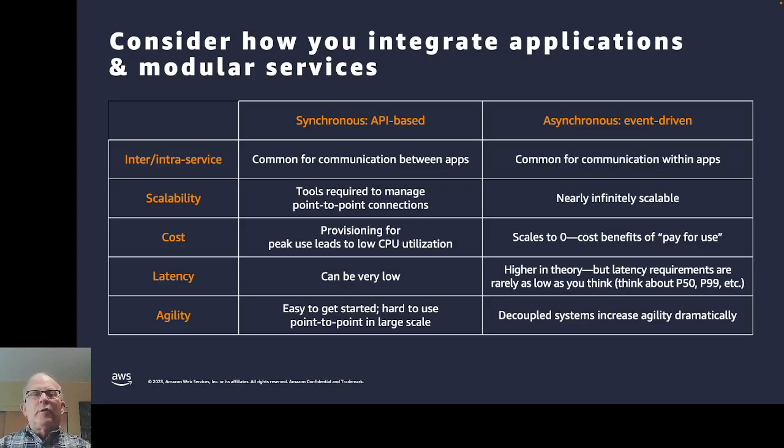And then finally, agility. Event-driven applications enable not just the decoupling of services, but also of the teams that built the application. And that's very important. So this facilitates a dramatic increase in team agility.